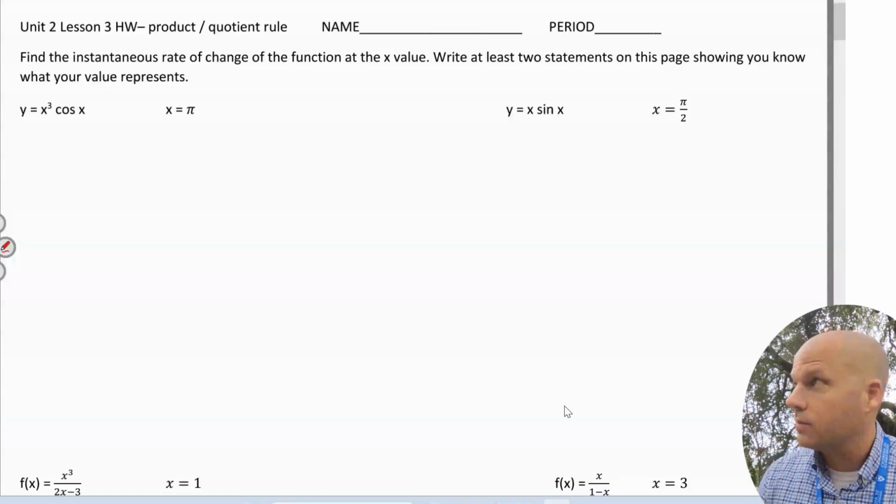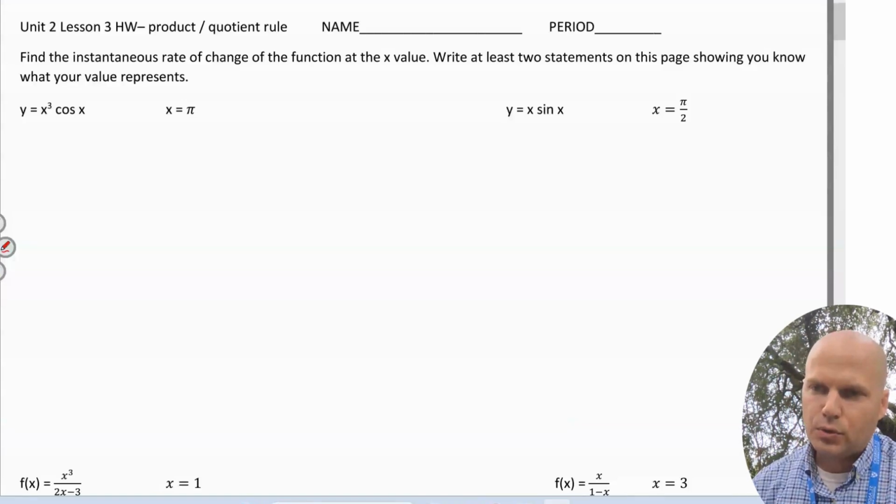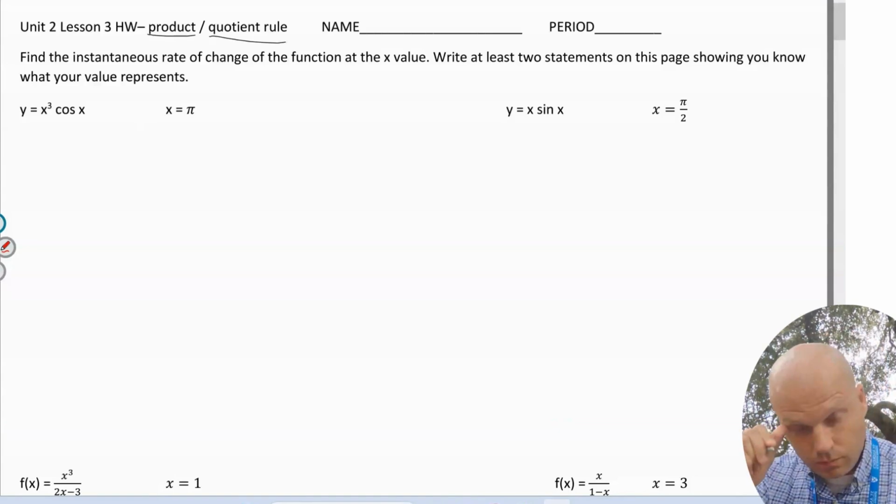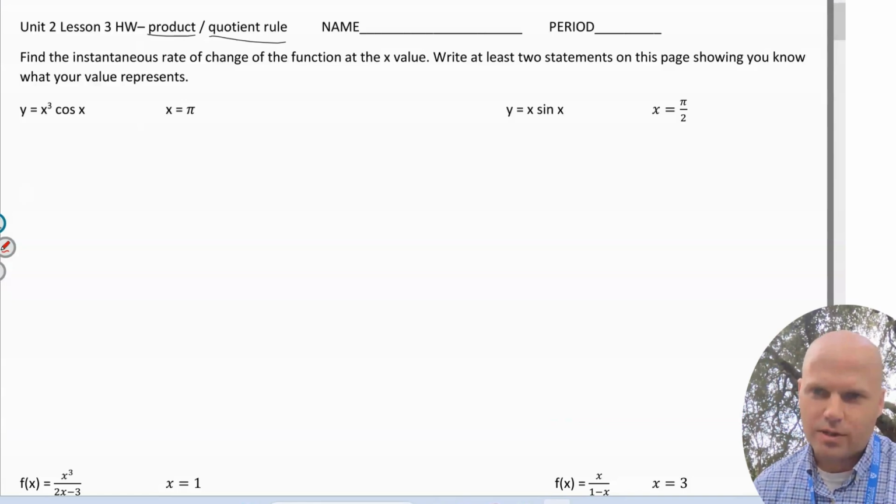What's up, calculus students? Let's get into lesson 3, which is the product and the quotient rule. It's a fairly simple lesson. The explanation is a little bit harder for why, but it's one of the times where I kind of just say, like, just go with it.